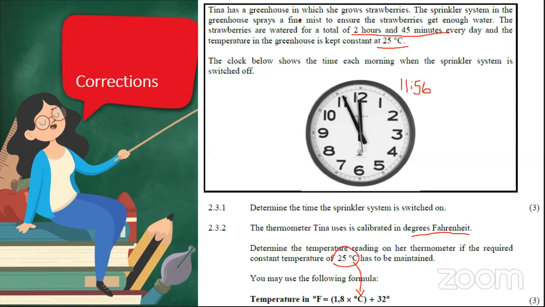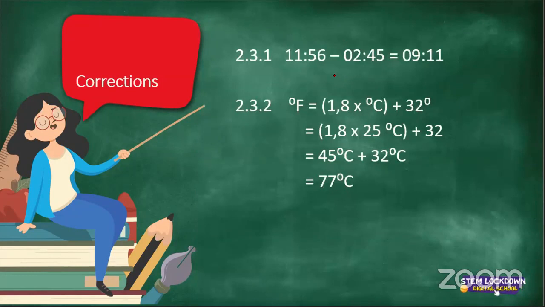But let me give you my answers so that you can compare your answers to mine. There's my answer for number 1: 11:56 minus 2 hours 45 minutes. You need to write in a 24-hour format. And then this person started watering at 9:11. So that was simple. Probably give you a mark for that and a mark for that.